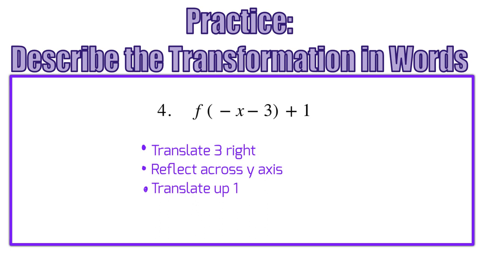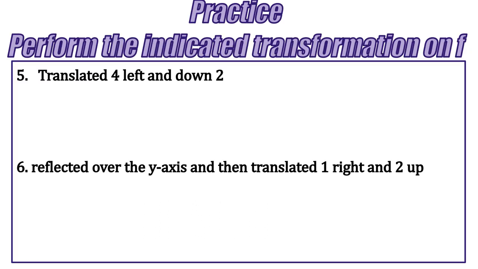Now that we've practiced describing the transformation, let's actually practice doing the transformation, or transforming a function. Okay, so for problems 5 and 6 here, we're not actually given a specific function. We're just told that we're performing a transformation on the function f. So our answer is going to have f of something or negative f of something. If we were given actually a function like f of x equals 2x plus 5, then we would be doing those transformations to that function. But in this case, our answers are going to be in terms of f.